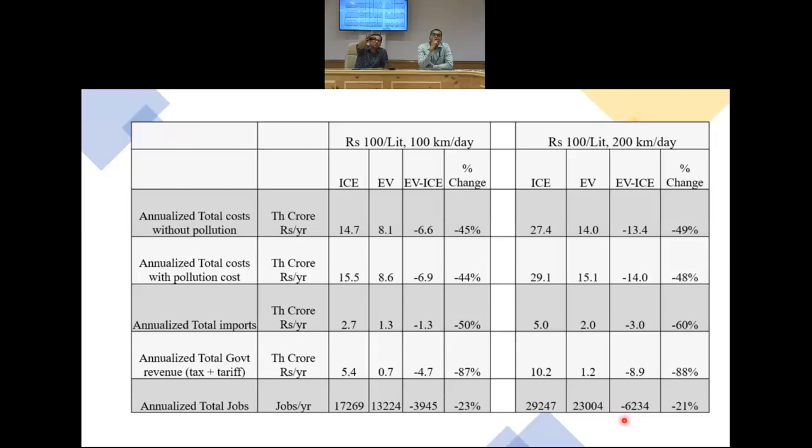You can ignore the ICE column and the EV column, just focus on the EV minus ICE, which is the difference, or even better, the percentage change, which is EV minus ICE divided by ICE. ICE is internal combustion engine. On the right, it's showing the same thing for 200 kilometers per day. So here's the interesting thing. Obviously you have a 45% reduction in total costs with pollution or without pollution, and the absolute numbers are in 1,000 crores per year for 300 lakh electric cars.